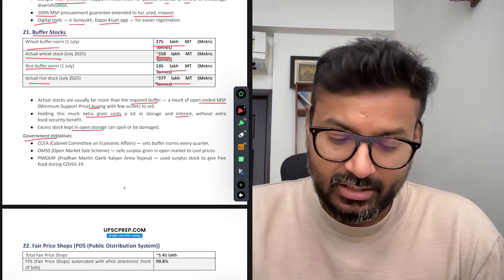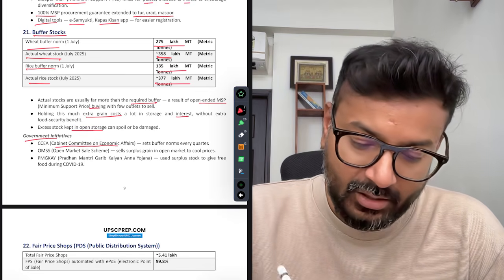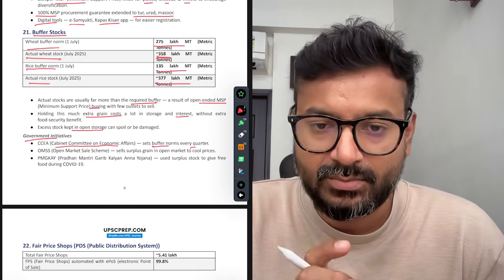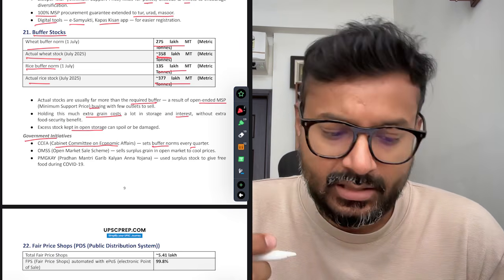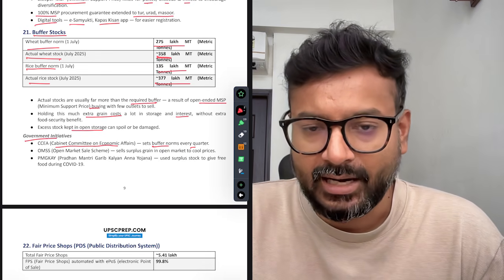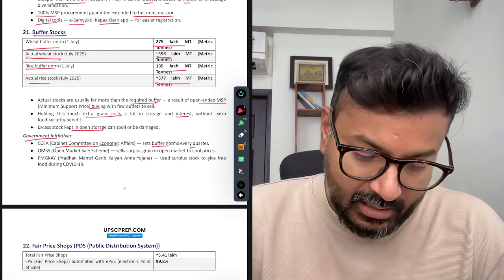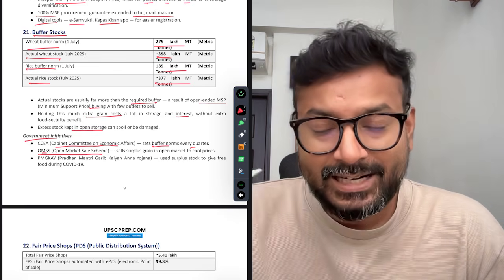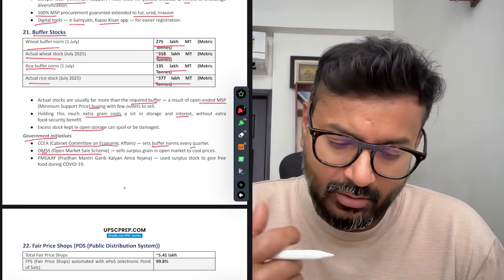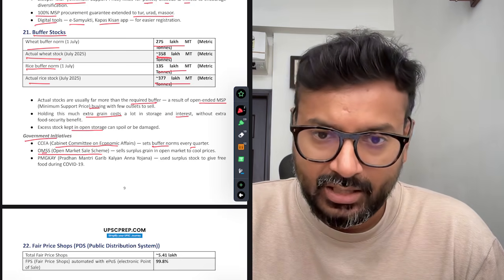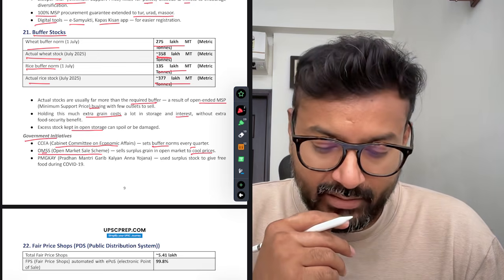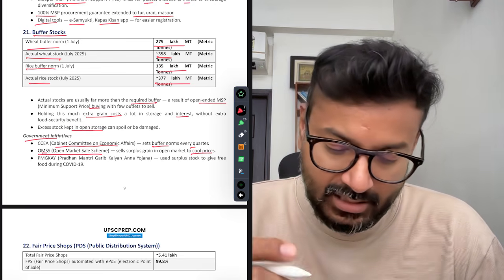Now, what are the government initiatives here? One is that the Cabinet Committee on Economic Affairs has set buffer norms for every quarter, saying that in this quarter, this much buffer we want to maintain. But generally, we'll see that at least for rice and wheat, the government ends up storing more than the buffer norm. Another initiative is the Open Market Sales Scheme. The government says that if the stock is more than the buffer norm, you can sell it in the open market. It will also cool down the prices and keep the price lower. So that is another scheme that the government has.